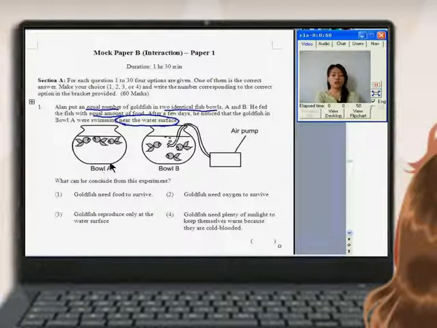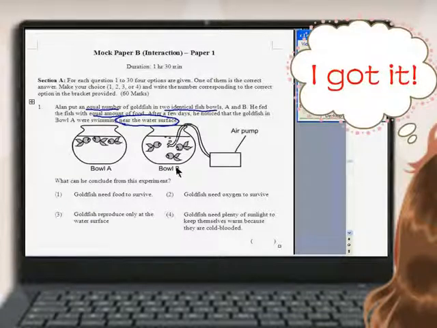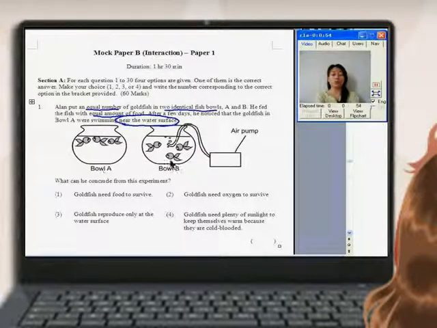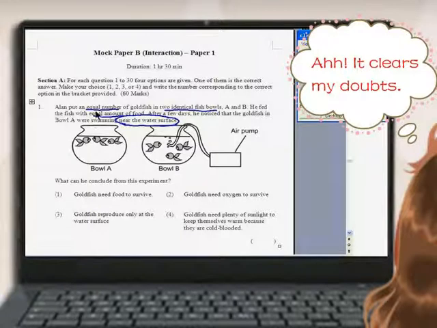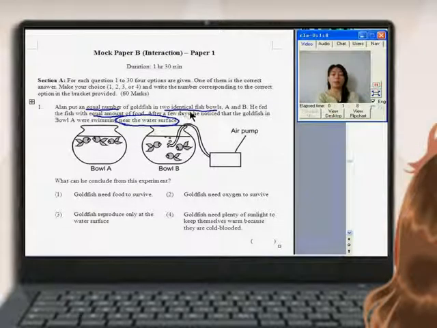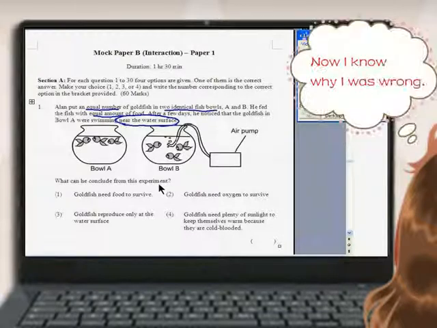So we look at the picture, we have bowl A and bowl B, and the difference between bowl A and B, by looking at the picture, is that bowl B has an air pump to pump air into the water. The rest of the setup is the same. For example, the equal number of goldfish, the identical fish bowl, equal amount of food. So the question asks, what can he conclude from this experiment? So let's look at the options.